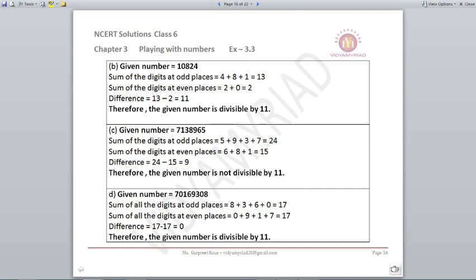Next number, 10824. The sum of odd places, 4 plus 8 plus 1, that is 13. Sum of even places, 2 plus 0, that is 2. 13 minus 2 is 11, and 11 is of course divisible.